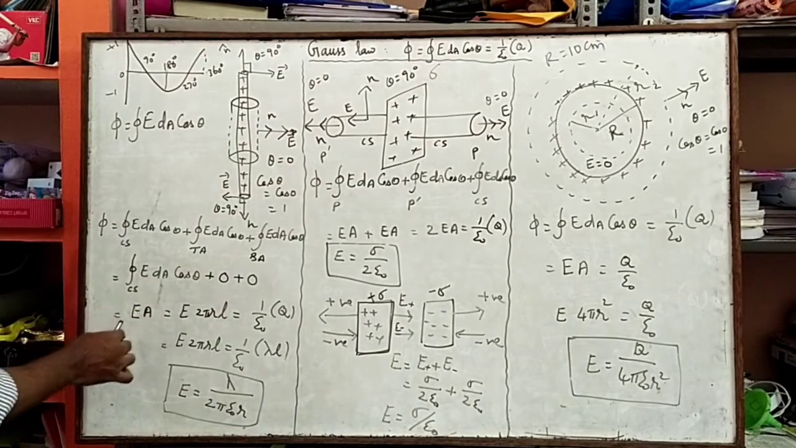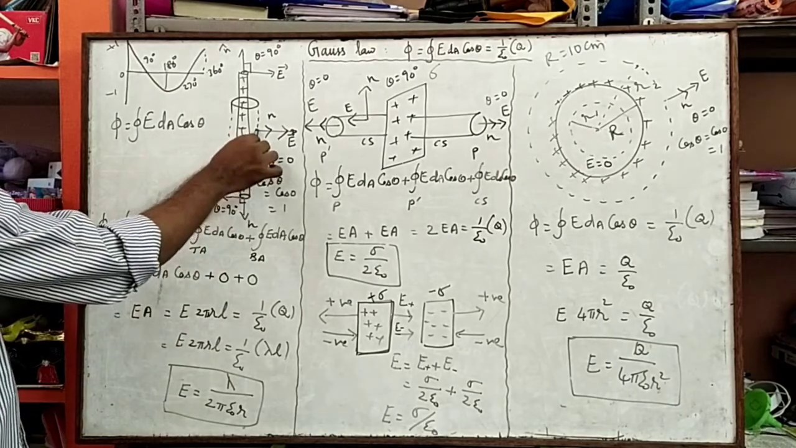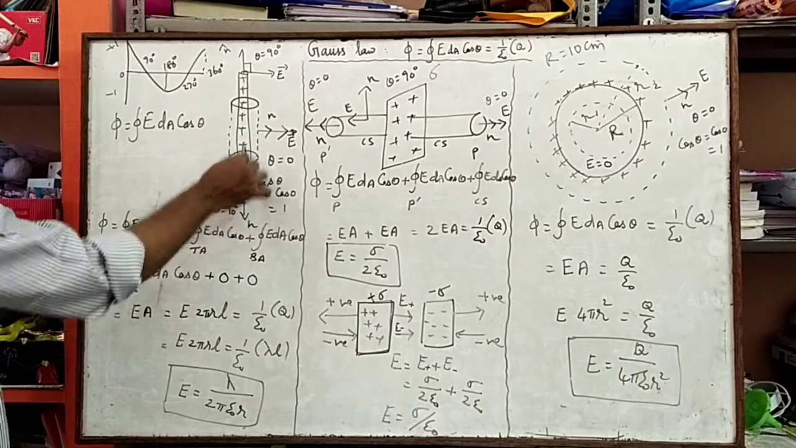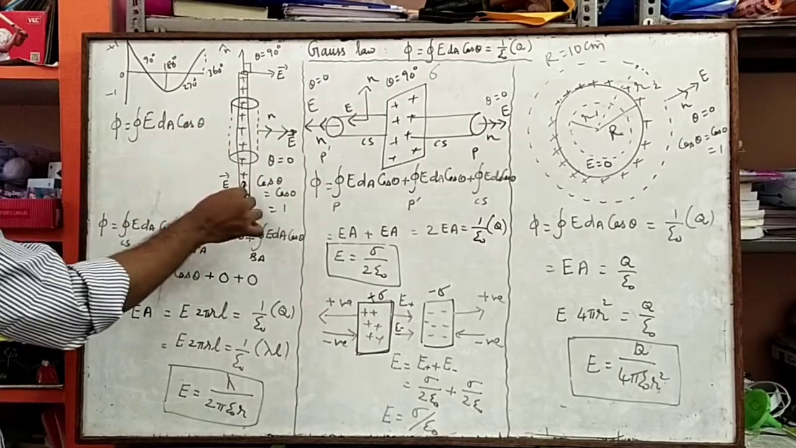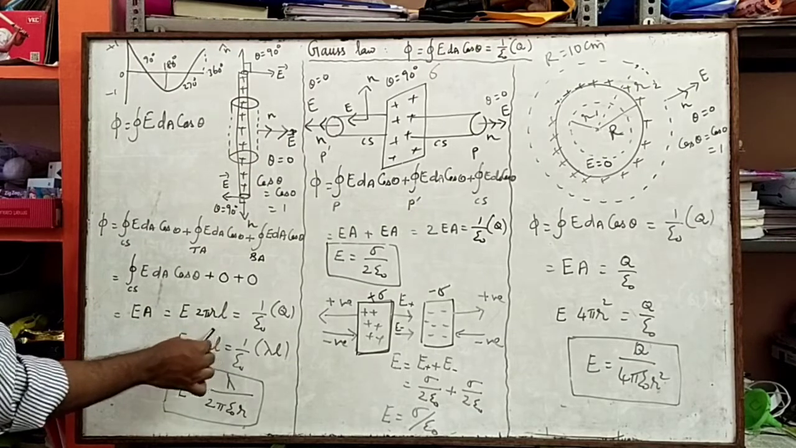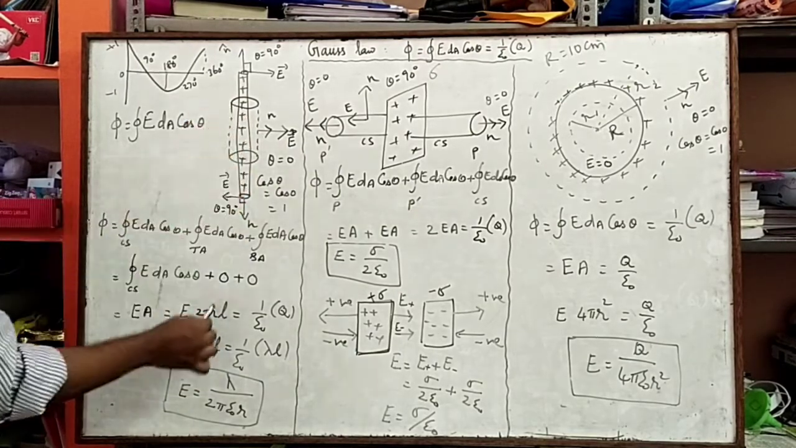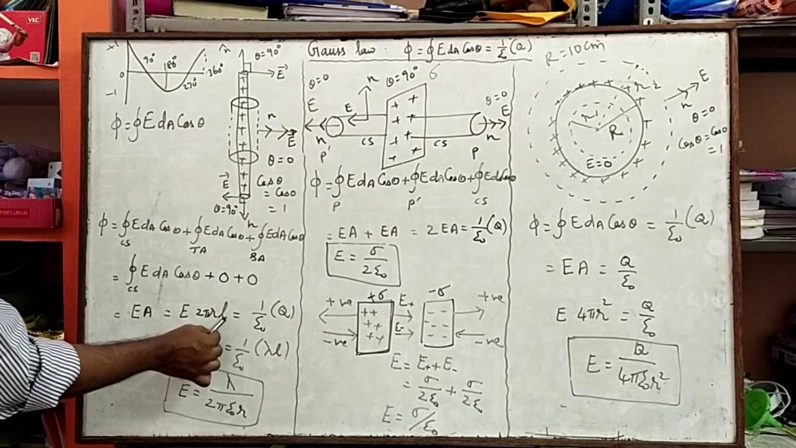E, electric field, and integral dA, a small area dA. If you integrate, we are going to get the total curved surface area of the cylinder. For the curved surface area of the cylinder, the formula is 2 pi r h. Here instead of h we use L. Height of the cylinder is equal to length of the wire. So instead of h we use L here.